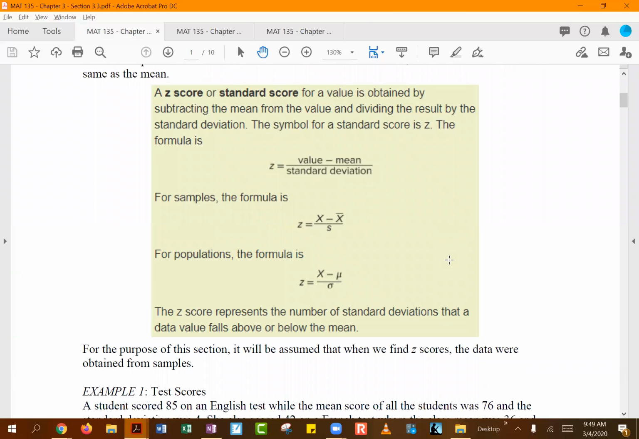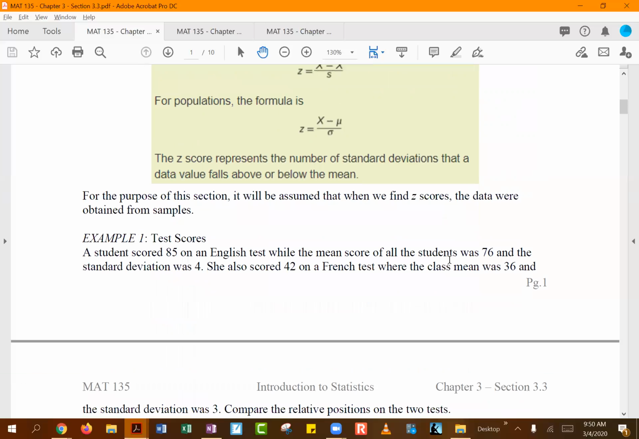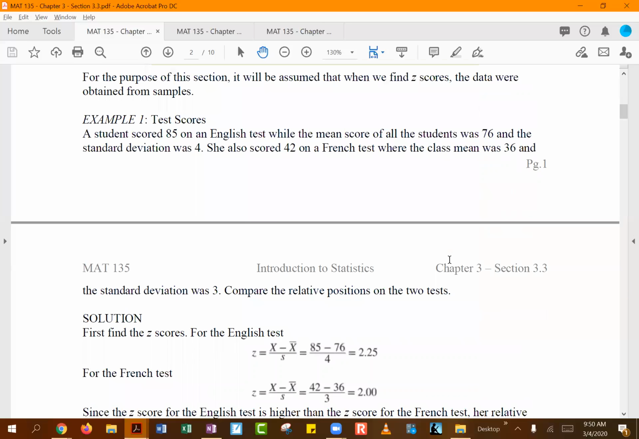So again, if you're using samples, you would be using X bar and S as your variables. If you are looking at populations, you're using mu and sigma as your variables for mean and standard deviation. So let's take a look at this example here, kind of based on that testing thing.